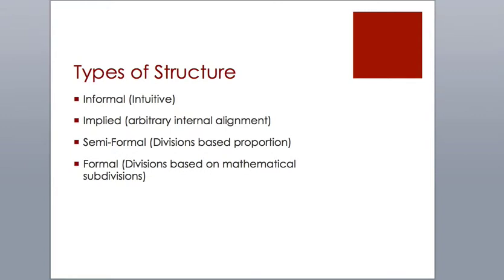Okay, so we have different types of structure. We have informal, which is you just put stuff down on the page and make it look good. And then we have implied structure, which is an informal structure that's been tightened up with alignment. We have semi-formal grids, which are divisions based on proportions. And then we have formal grids, which are based on the mathematical subdivision of the page itself.